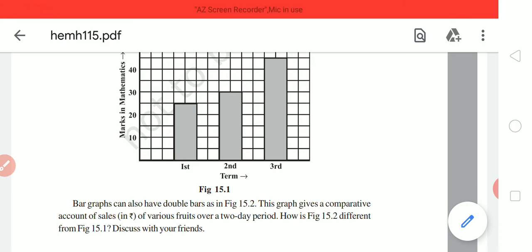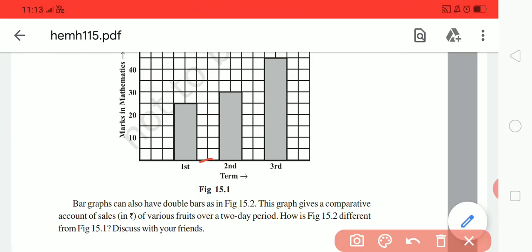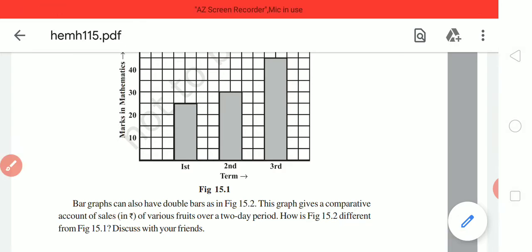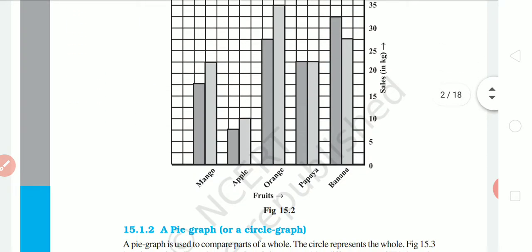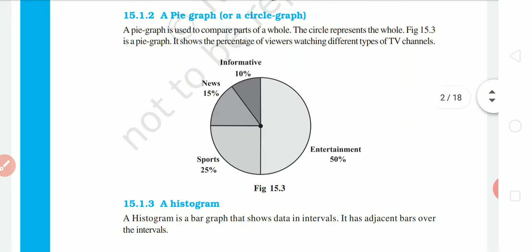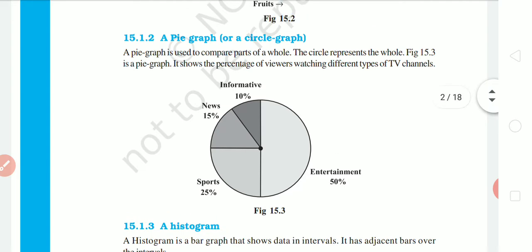You need to give space in between every consecutive bar, right? And here you can choose the scale by your own choice. So you know how to draw the bar graph because you have done it in the 7th class also. Now this is a double bar graph, showing the comparison of two data sets on the same graph, and the pie chart that you have done.